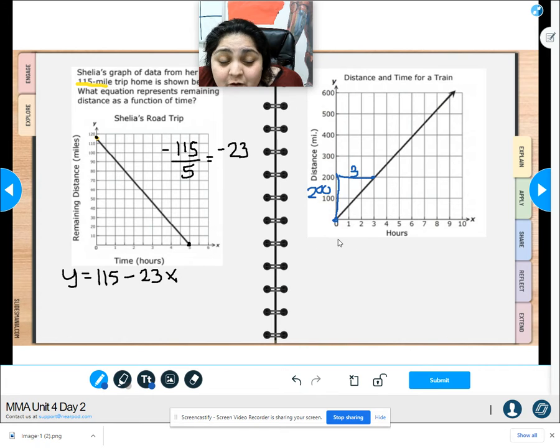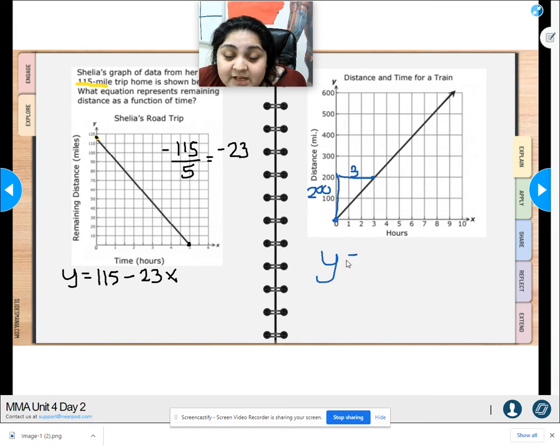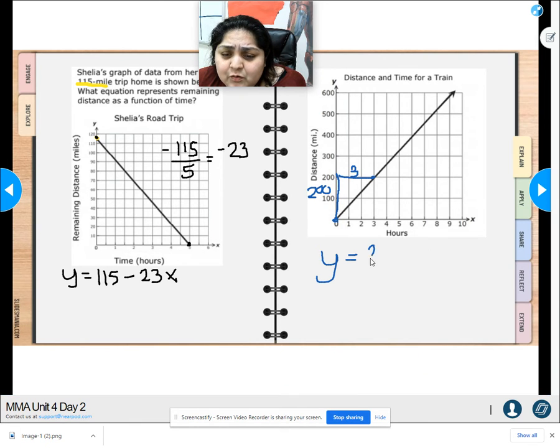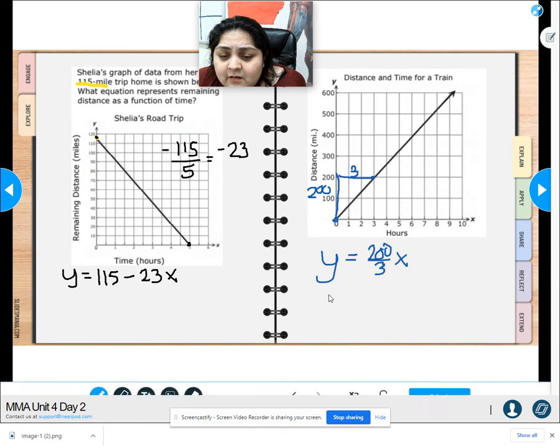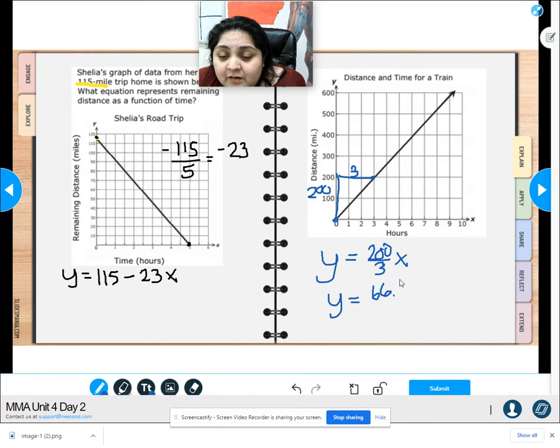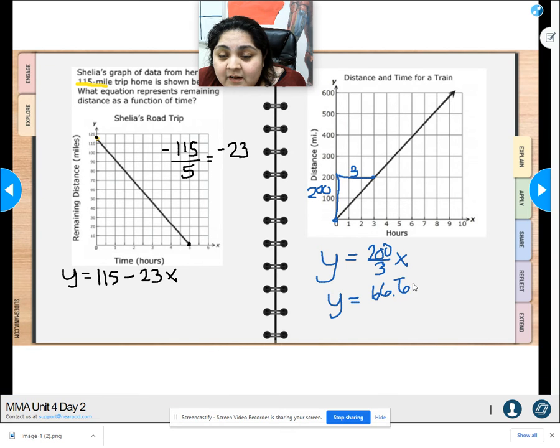Okay. So we don't want to leave it as fractions. In 9th grade, we left most of it in fractions when we were talking about graphs, but when we're talking about word problems, we want to do the decimal for it. So y equals, it's 0 for the y-intercept, so we don't need to put the 0. So we're going to do 200 over 3 x, or because we want the decimal, it would be 66.6 repeating x.